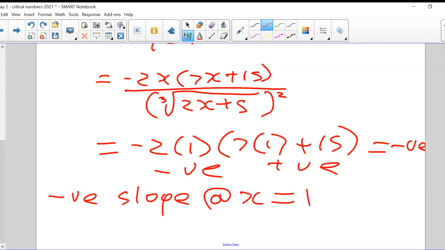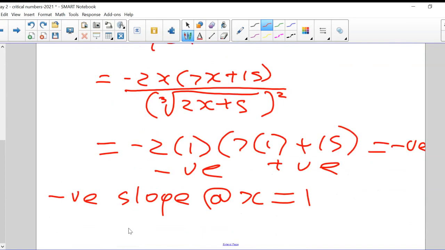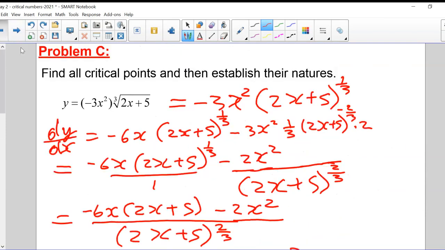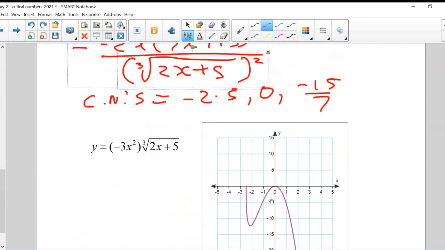So negative slope at x equals 1. So if we start off with a positive slope, end up with a negative slope, then we know that 0 is a max point, which it actually does appear to be. Right? If you go back and look at the graph again, 0 does look like it's a max point. And if we did that same thing for this -15/7, then I'm sure we'll get that being a minimum, and this one is going to be inconclusive.